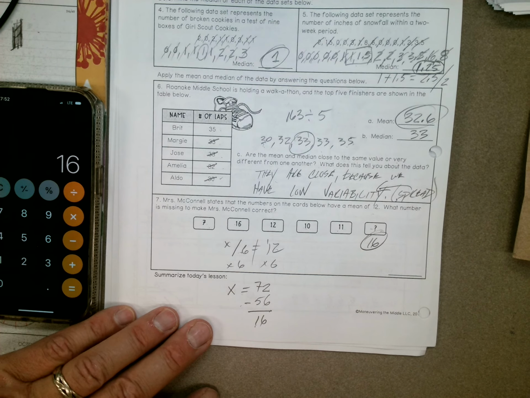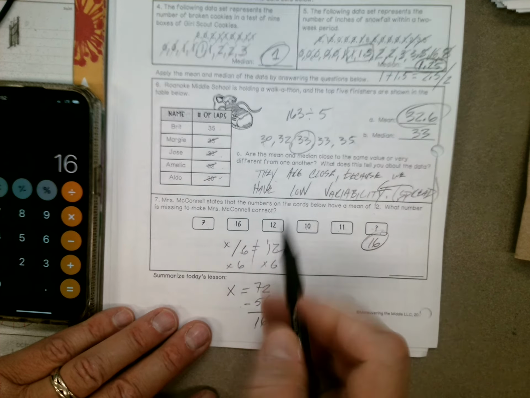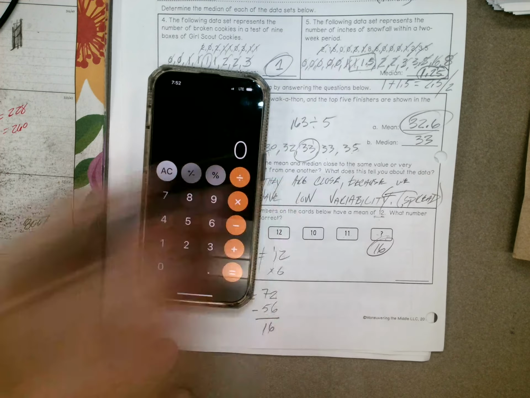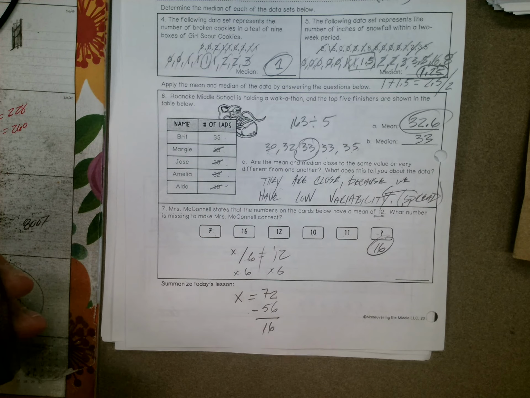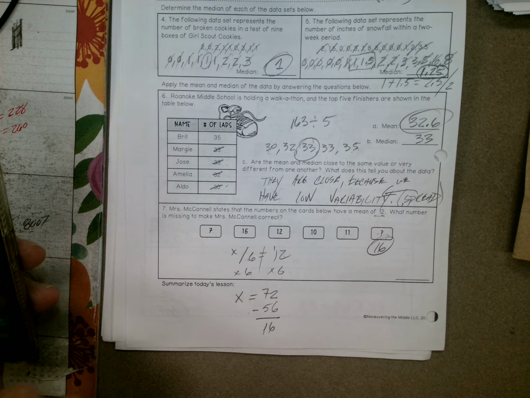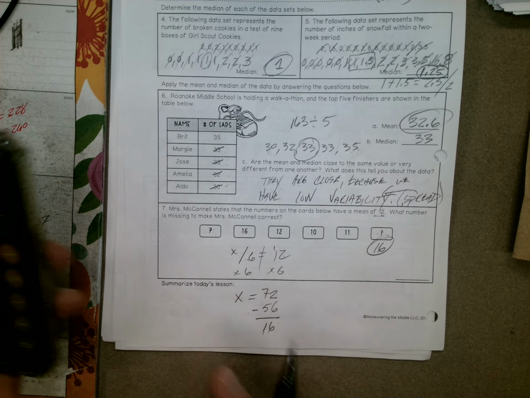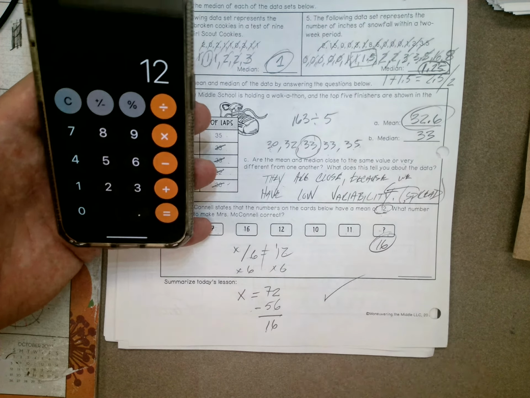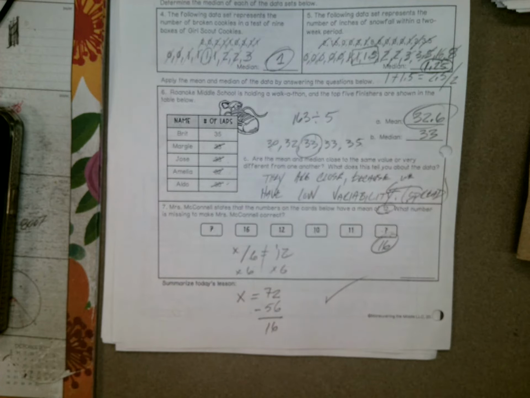And if I wanted to check, which I should, I add these up and divide by 6. And if I do that, I should get 12. So let's try it. You ready? 7 plus 16 plus 12 plus 10 plus 11 plus another 16 equals 72. And I'm going to divide that by 6, and I do get 12. And that's what I wanted to do, and it's important to check. Okay, good stuff. Good lesson.